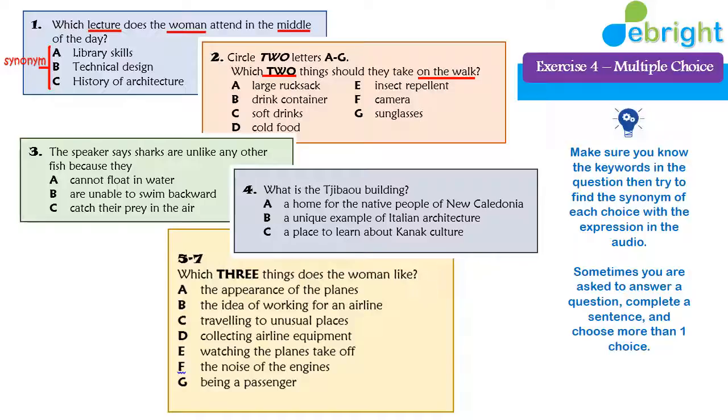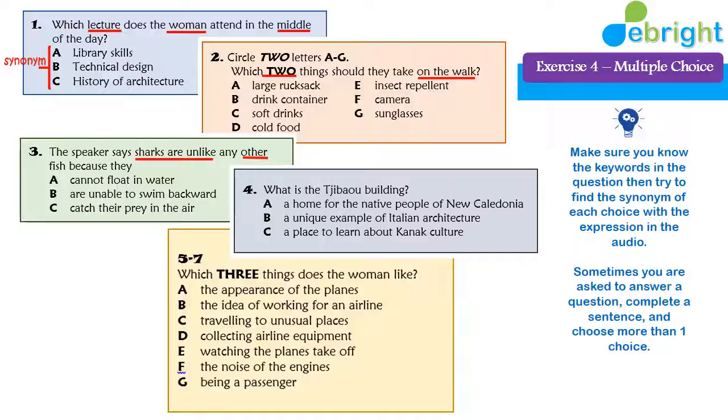Choose only 2 words. And then as number 3, the speaker says sharks are unlike any other fish because they... So in the audio, they will discuss sharks, a sea mammal here. So what's the difference between sharks and any other fish that live in the sea? Is it A, cannot float in water, or B, unable to swim backward, or C, catch their prey in the air?